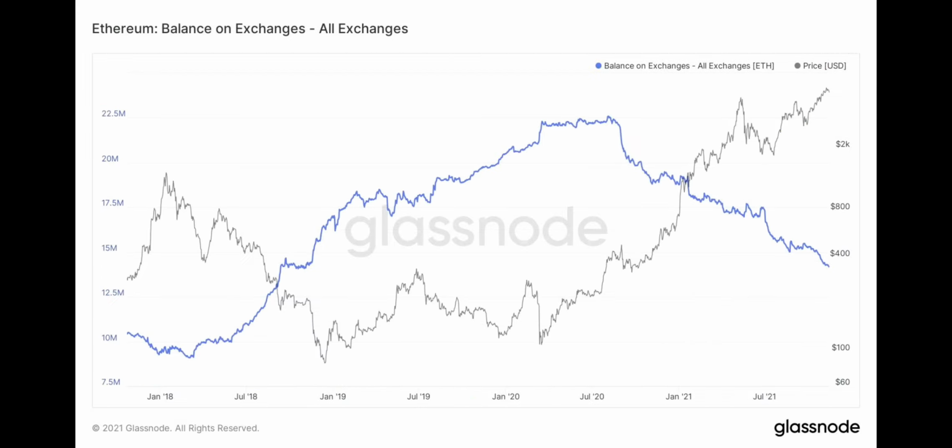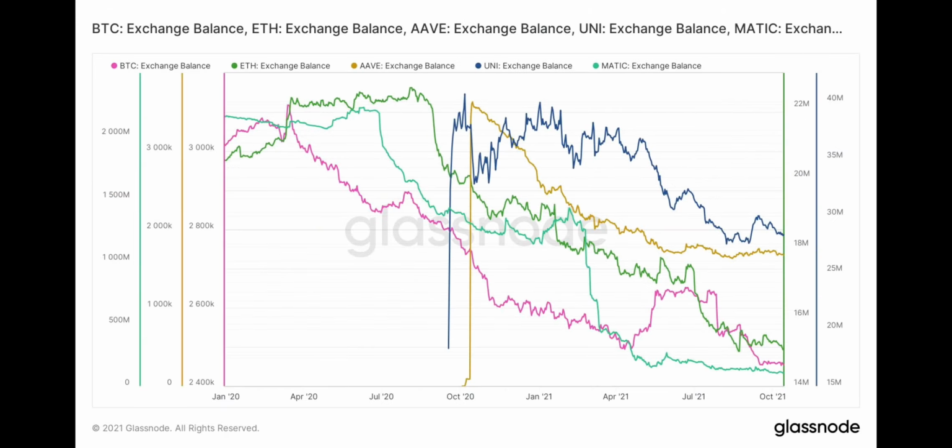Quick look at Ethereum balance on exchanges. This one's quite an oldish chart, but it's a very similar picture. Decreasing balance on exchanges, and that's basically telling you people are buying it on centralized exchanges and taking it off exchanges. So this shows you various altcoin exchange balances, things like Uni, Matic, Aave, all similar sort of patterns, all being bought and moved off exchanges.